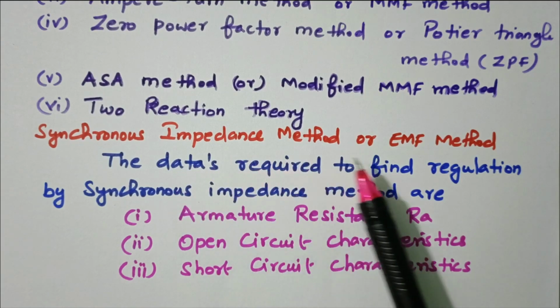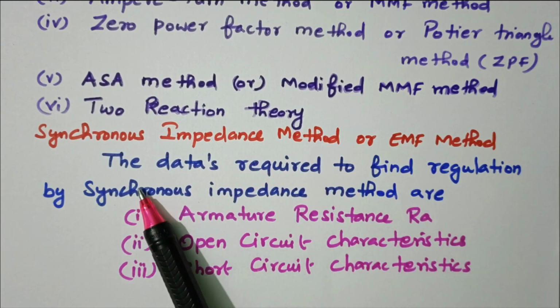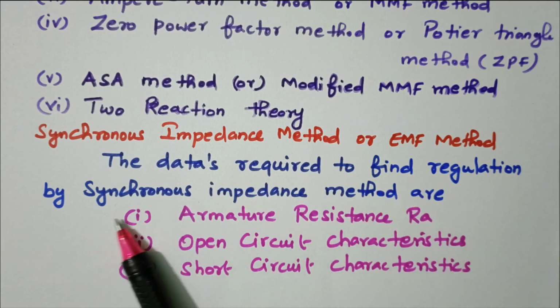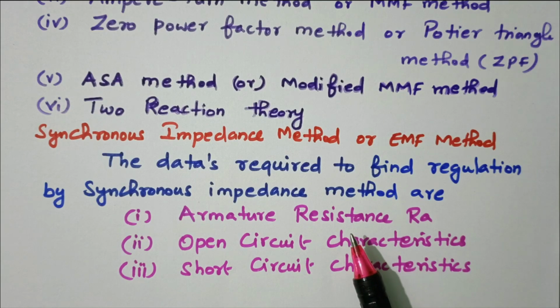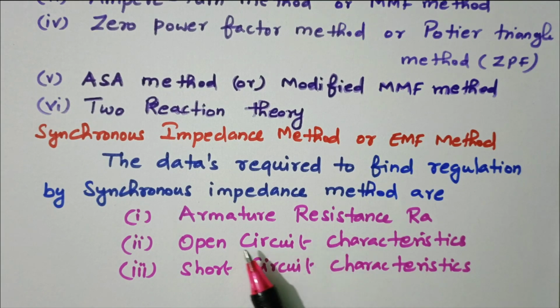So, synchronous impedance method or EMF method. The data required to find the regulation by synchronous impedance method: two tests are needed, along with the armature resistance RA, that is, open circuit characteristics and short circuit characteristics. So from these three we are able to find the regulation by EMF method. Armature resistance RA we need to find, then we need to perform the open circuit test to get the open circuit characteristics, similarly short circuit characteristics. So first we will see how to find the armature resistance RA.